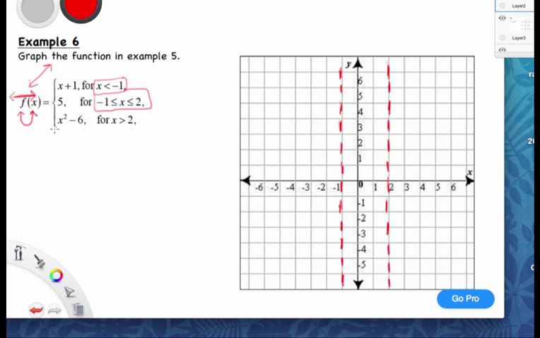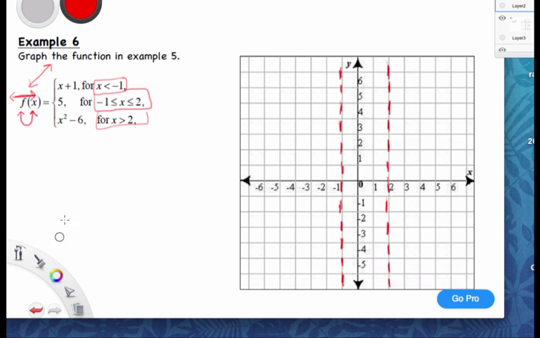And then finally, the parabola x squared minus 6 is only going to be graphed for x values that are greater than 2 on the graph paper, and I already have that sectioned off. So any part of the graph paper to the right of this dashed line, that's where I'm allowed to graph my parabola.